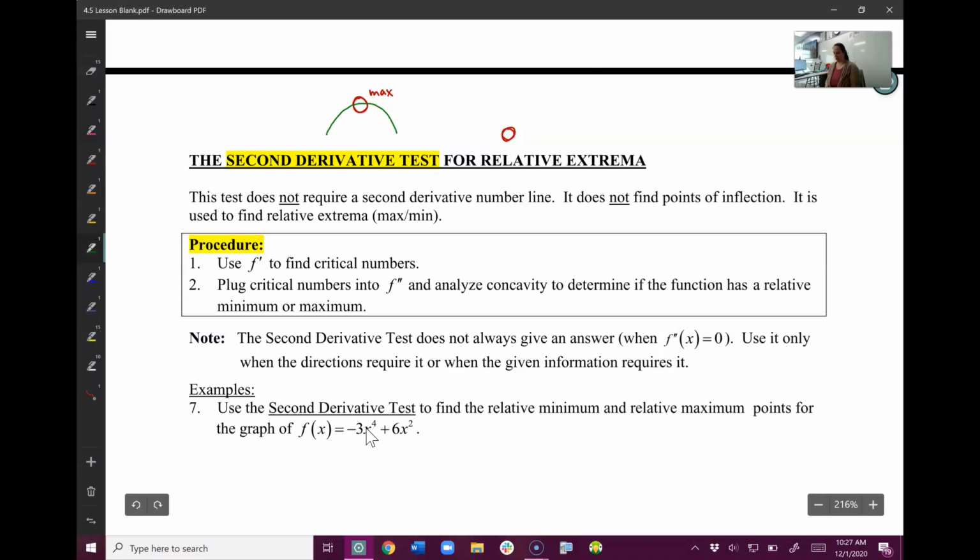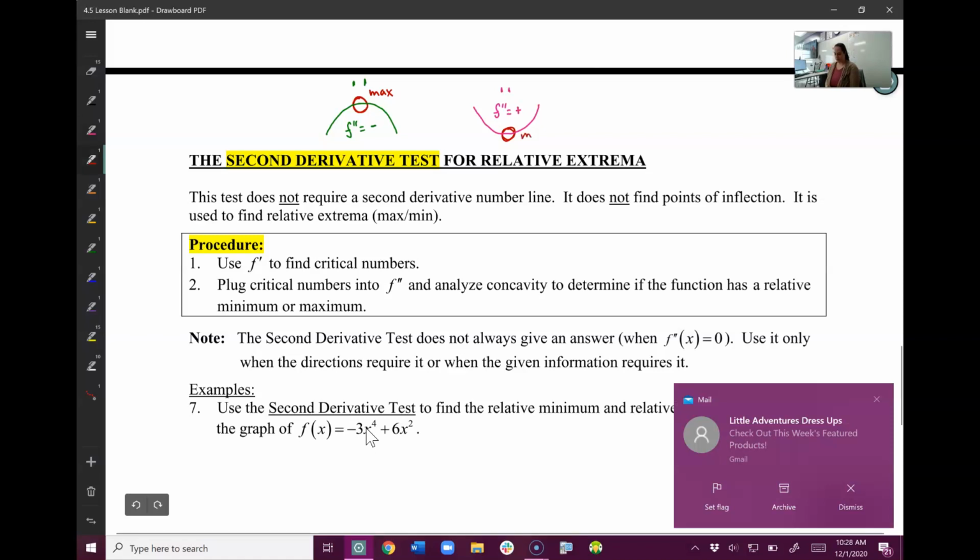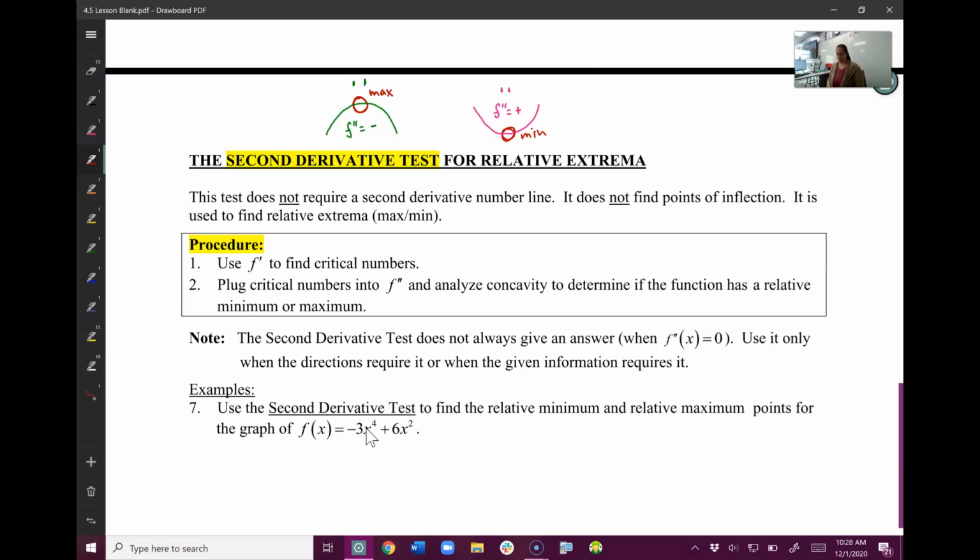Concave down, because that's a frowny face. So f double prime is negative. That's our maximum. Sorry, guys. Concave up, because that's a smiley face, where our second derivative is positive. That's our minimum. There we go. Much better.